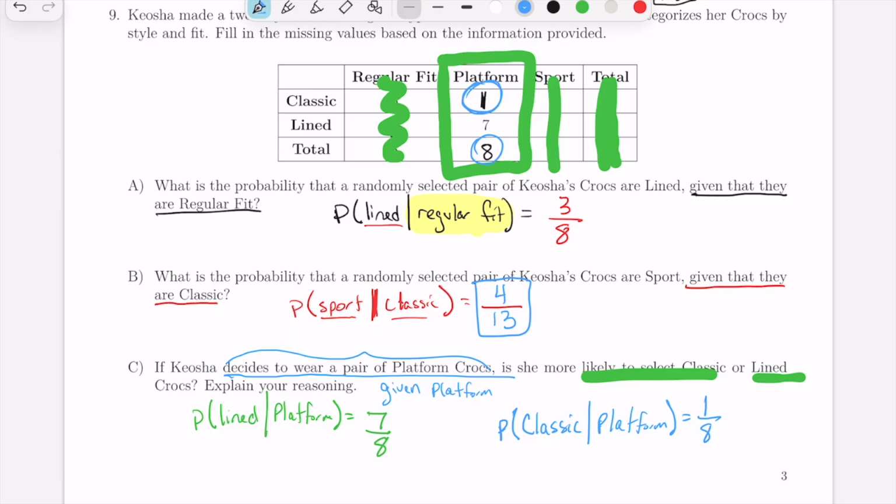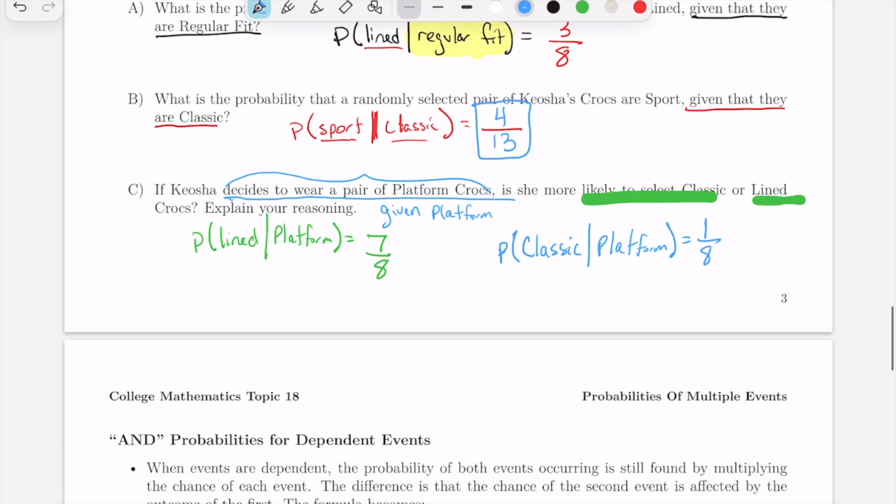She has way more of them. Now, maybe this is, of course, removing the fact of which one she would prefer, whether it's classic or lined. We're just saying, like, if she were to just reach in to the platform section and randomly grab one, she's much more likely to choose a lined platform croc.